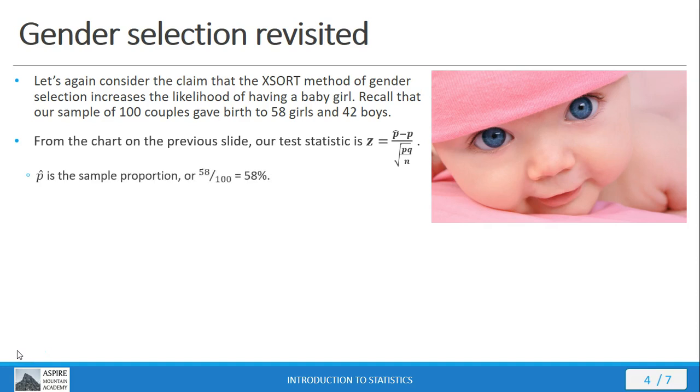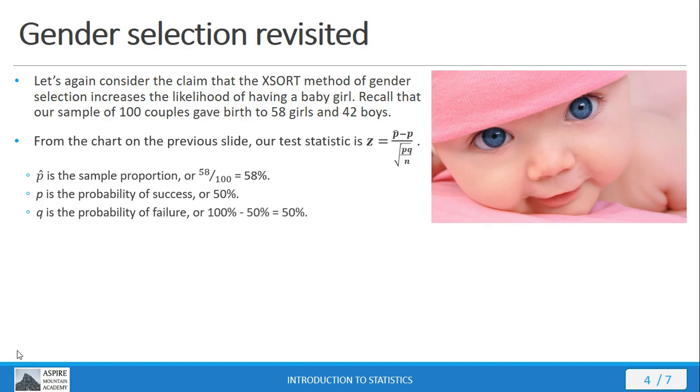So p hat, of course, is the sample proportion. That's going to be 58 over 100. 58 births out of 100 births total. And then lowercase letter p is the probability of success. So, all things being equal, you're going to be equally likely to have a boy or a girl, so we're going to call that 50%.